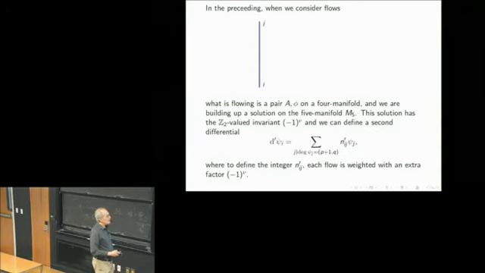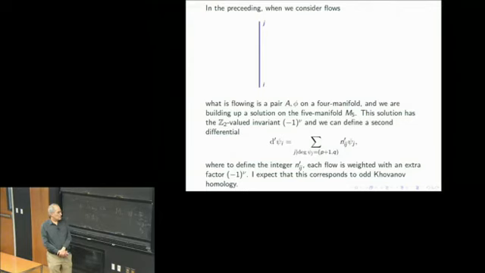And we can define a second differential, d prime, by modifying the counting: we include for each flow an extra factor of -1 to the nu. And because -1 to the nu is a characteristic class, which is additive and gluing, this preserves the fact that d squared is 0. So this gives a second differential if G is of the type SP2n or SP2n over Z2. I expect it corresponds to odd Khovanov homology, which is known to exist for what's usually called SU2, but in my language that's SO3.